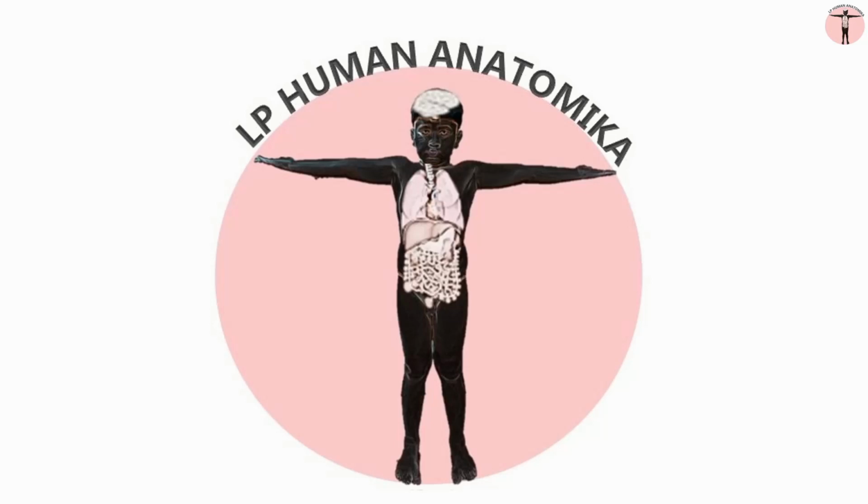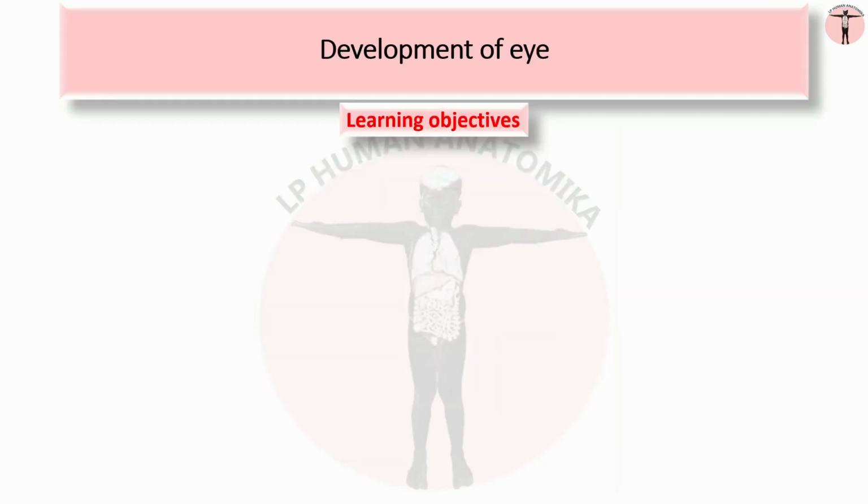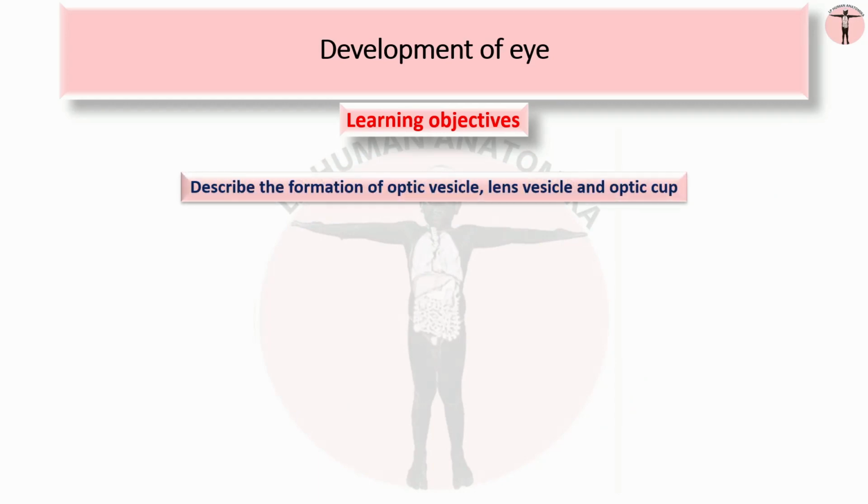Welcome back to Anatomiqa. In this session, we will be discussing the details of development of the different structures of the eye. At the end of this session, you should be able to describe the formation of the optic vesicle, lens vesicle, and optic cup.